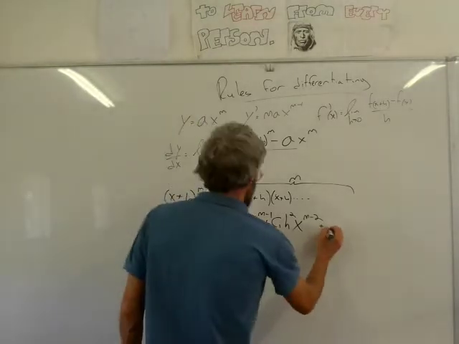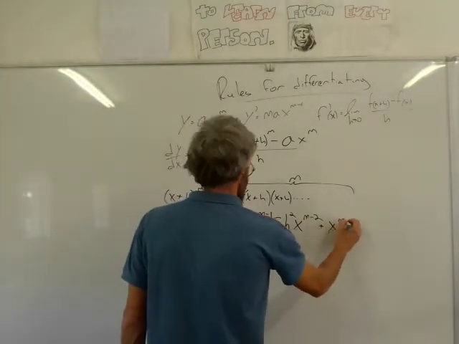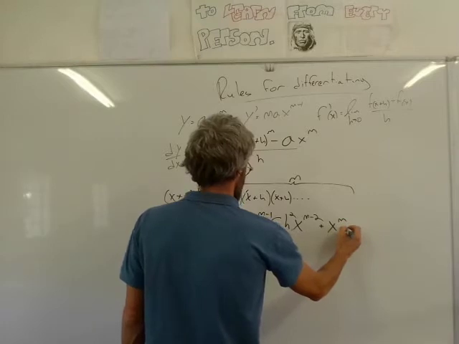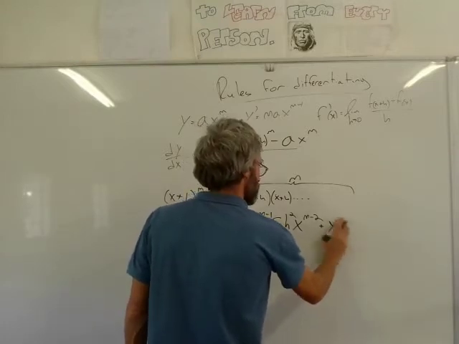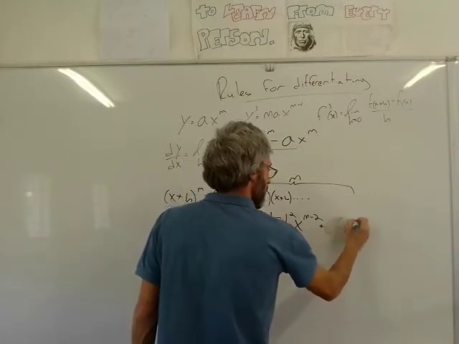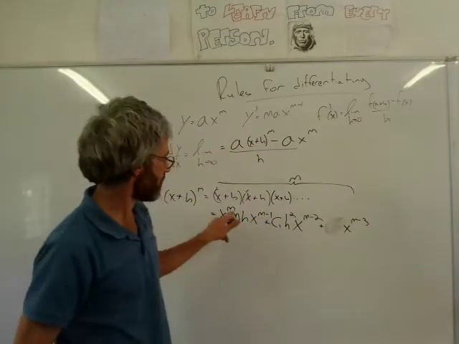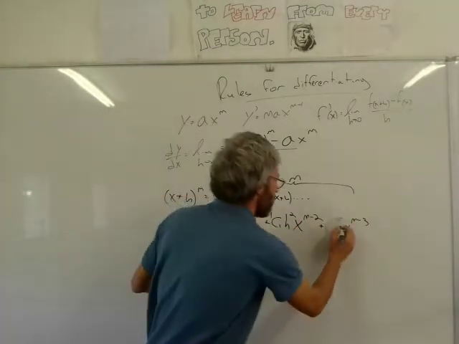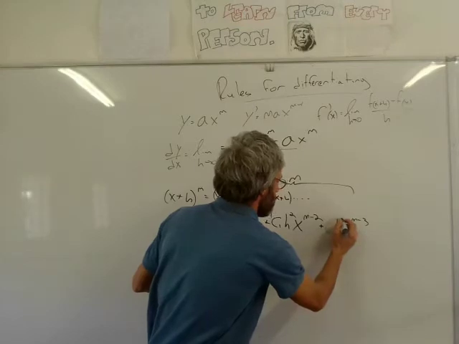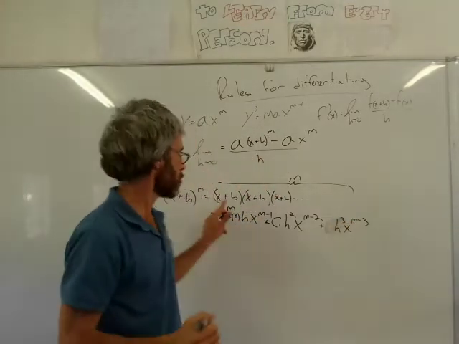Then the next one, you won't be surprised, is going to be x to the power of n minus 3. So you can see it's always going down. And now I'm going to have h cubed, because I chose 3 h's.